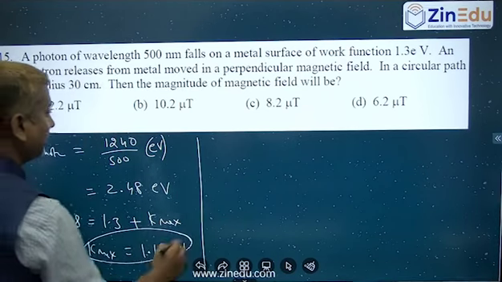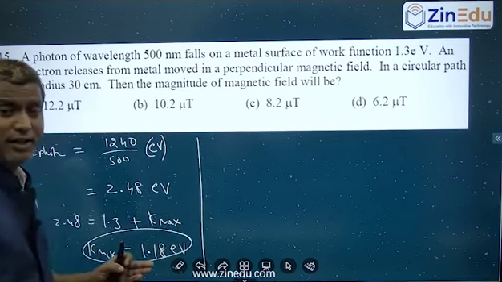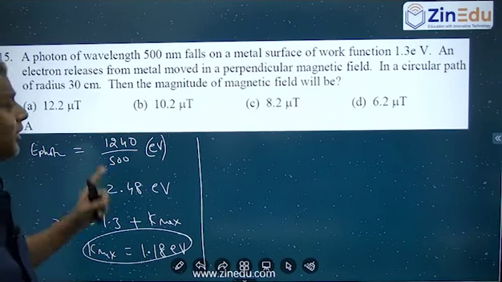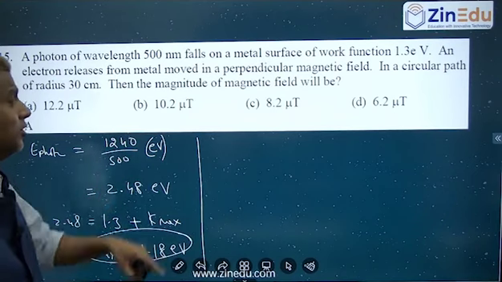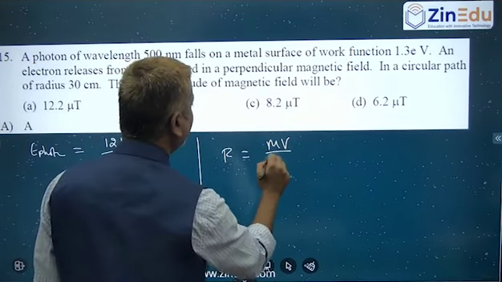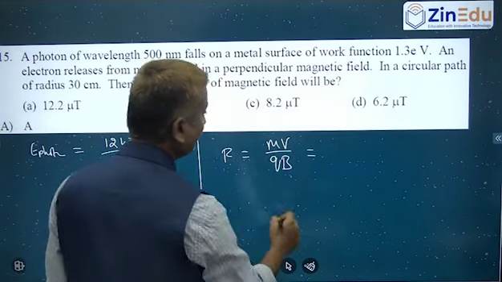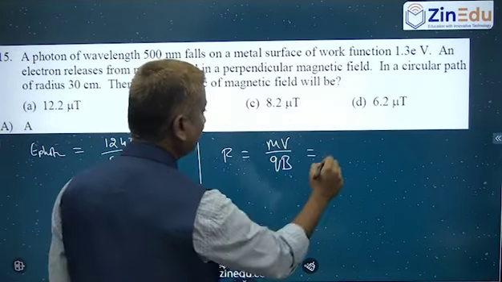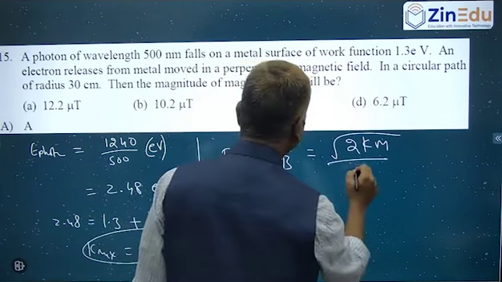Now, once these electrons enter the uniform magnetic field perpendicularly, they will execute a circular path whose radius is given by mv by qB. And this you can also write in terms of kinetic energy, because the momentum of the electron is equal to root of 2Km, so the radius is root of 2Km by qB.